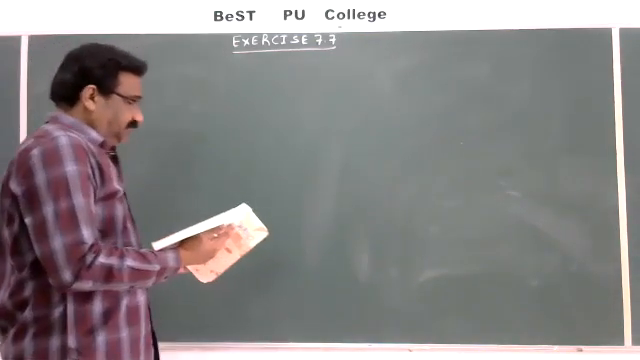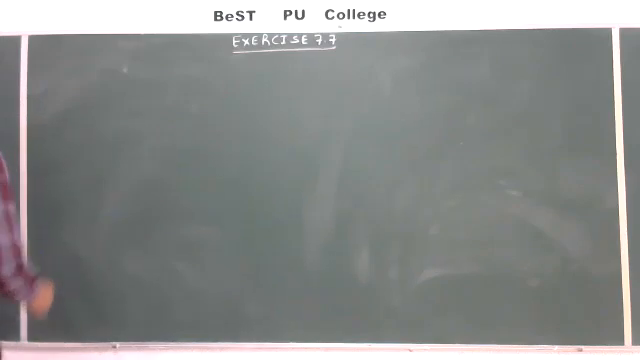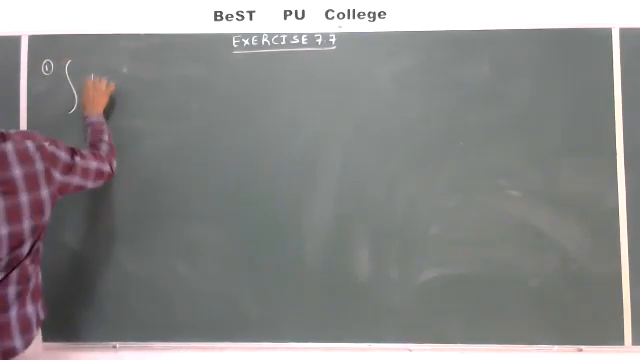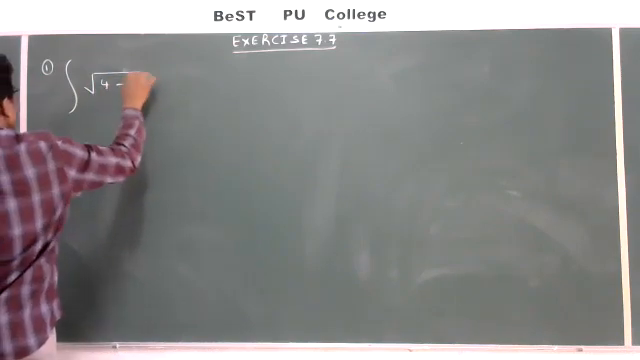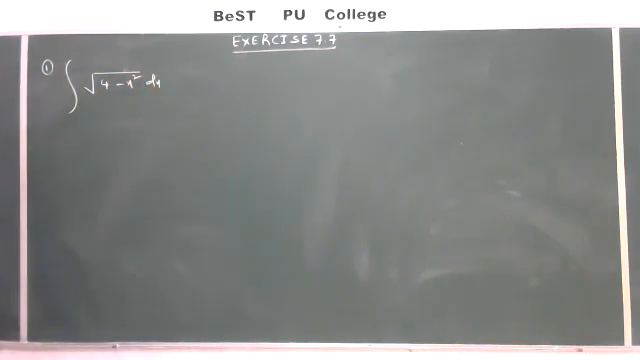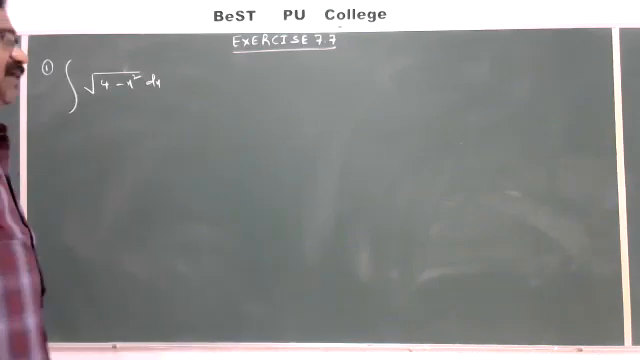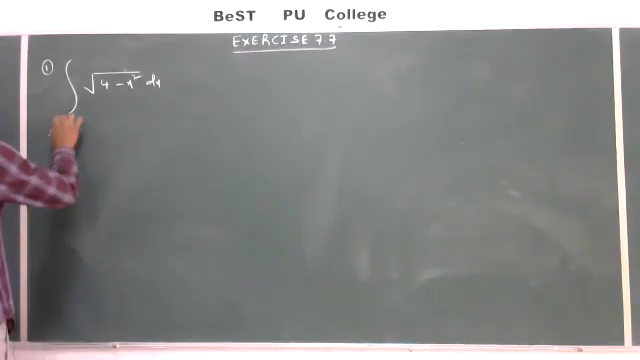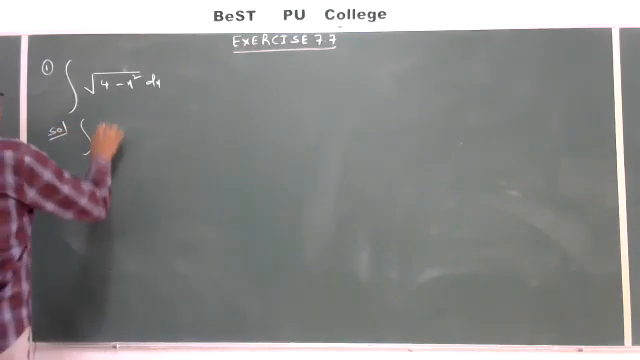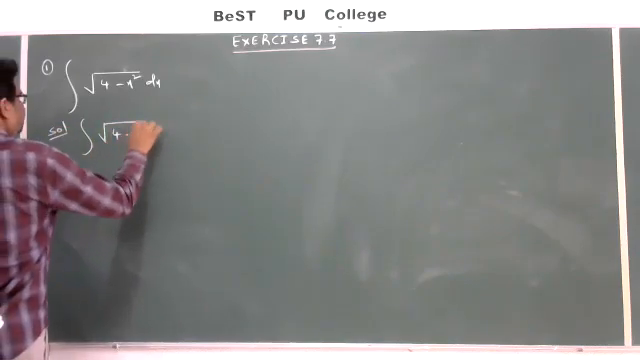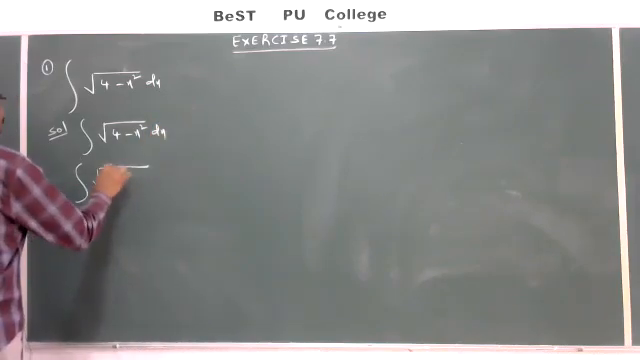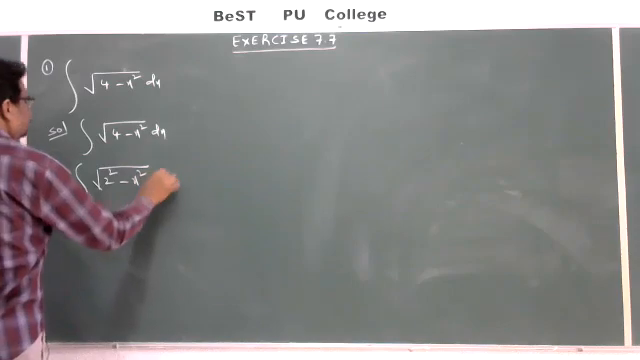Yes, first problem. Integral root of 4 minus x square dx. Solution. Integral root of 4 minus x square dx, that is integral root of 2 square minus x square dx.